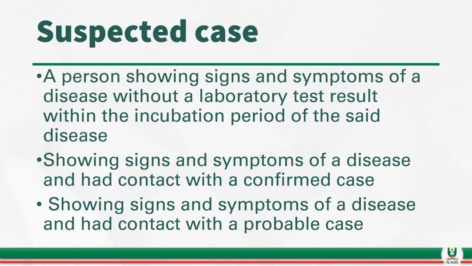Or you are showing signs and symptoms and you have also had contact with a probable case. We will also explain what a probable case is. So you are a suspected case when you're showing signs and symptoms and you have had contact with a confirmed case, or you have had contact with a probable case. In that situation, there hasn't been any laboratory test result to show that you're positive. And this is happening within the incubation period of the disease. You become a suspected case.